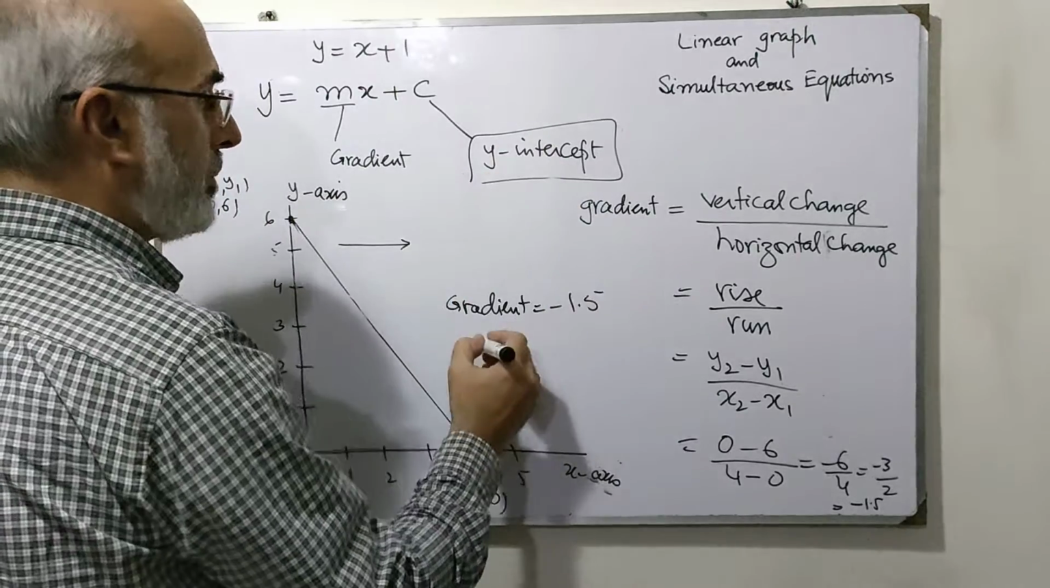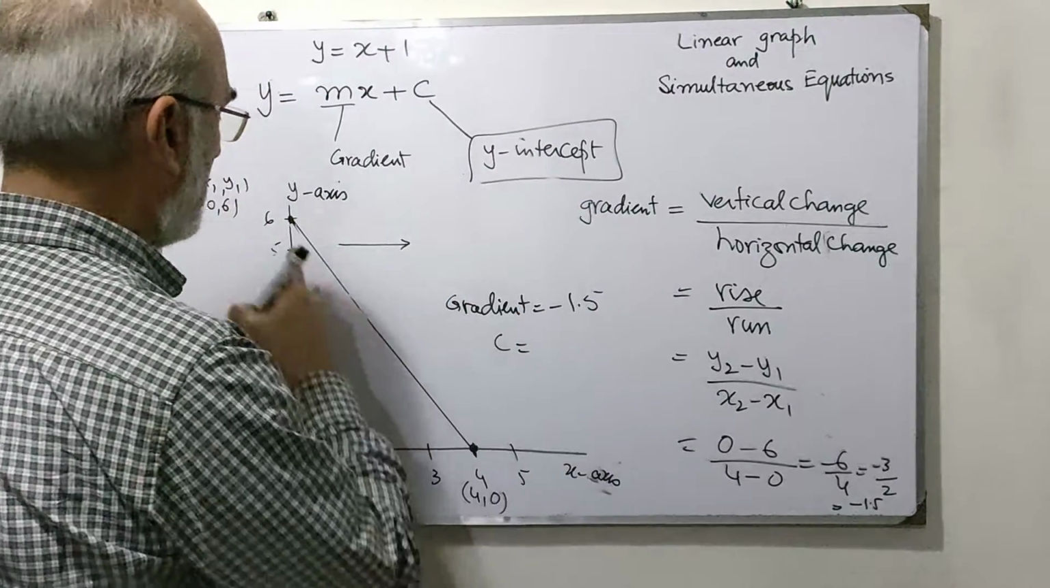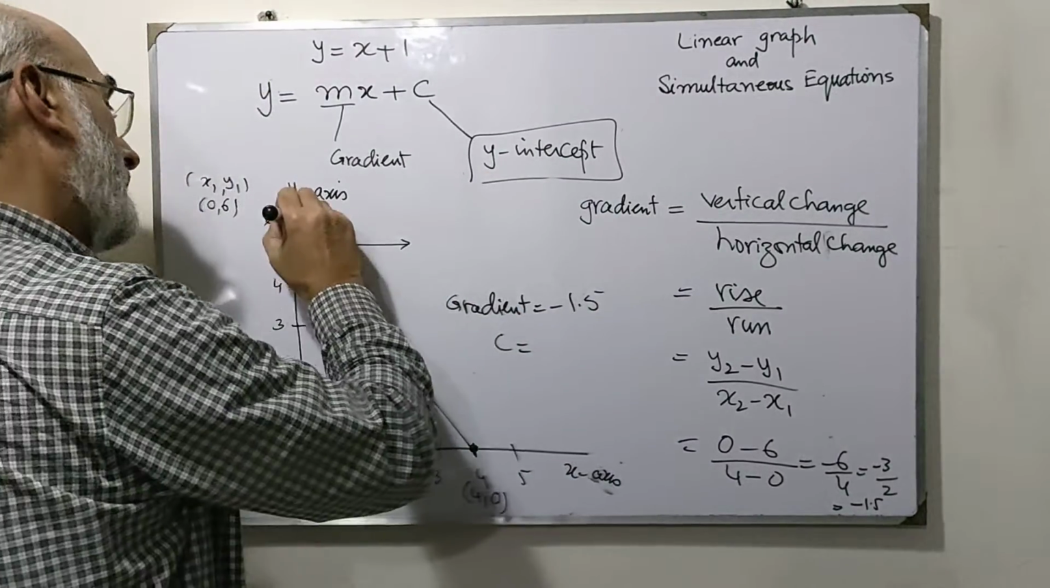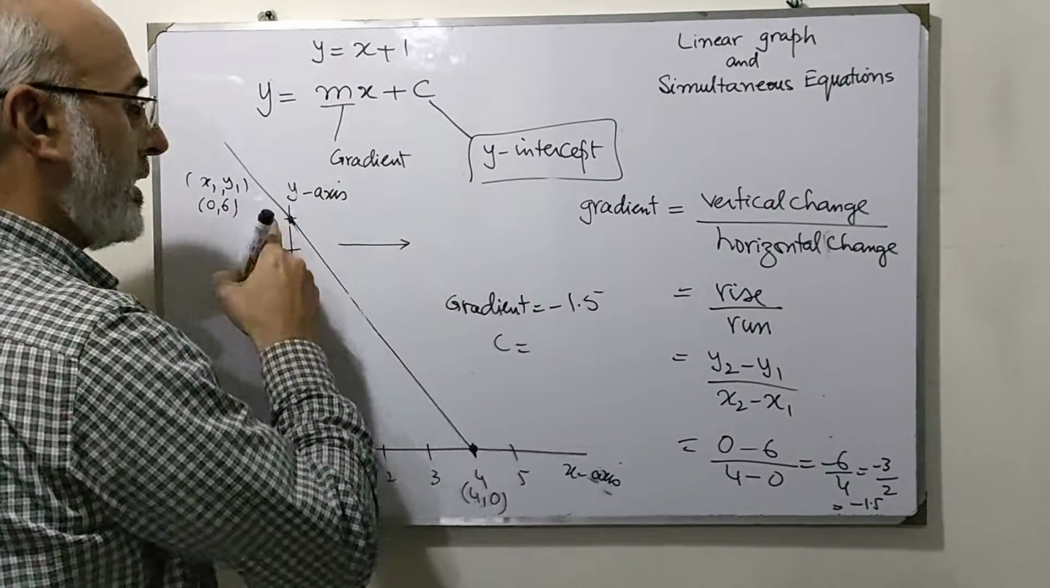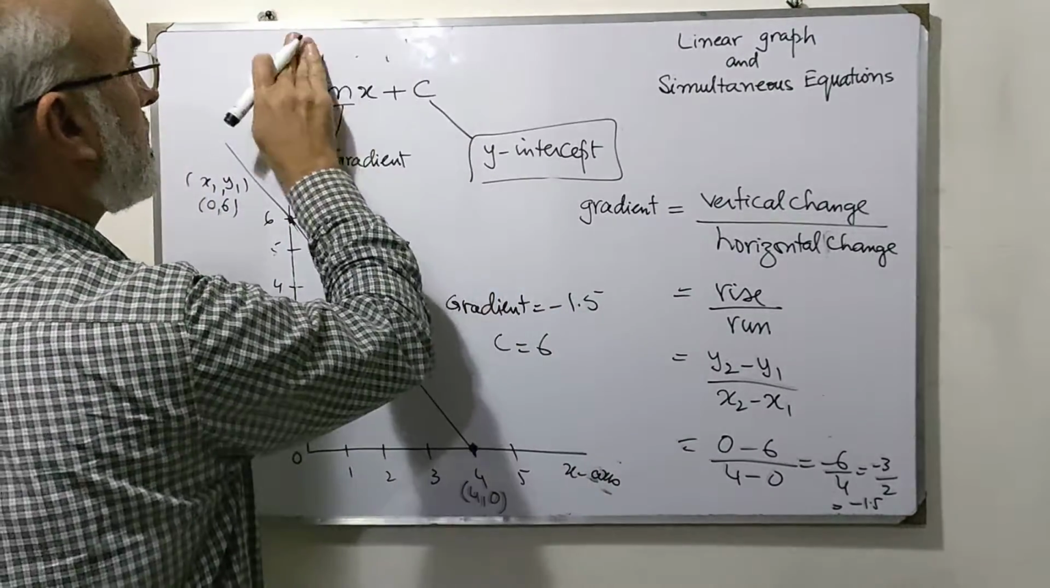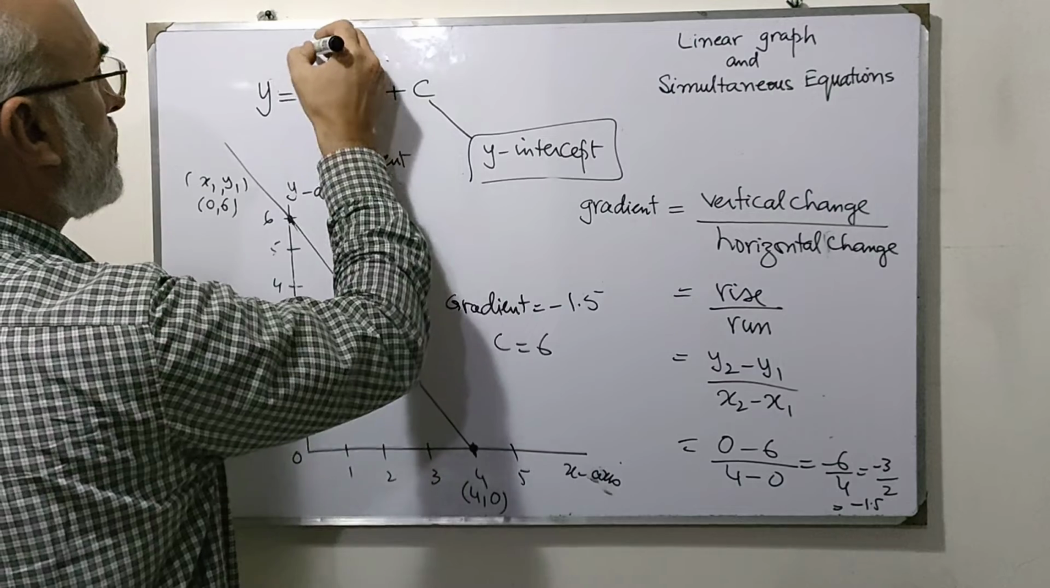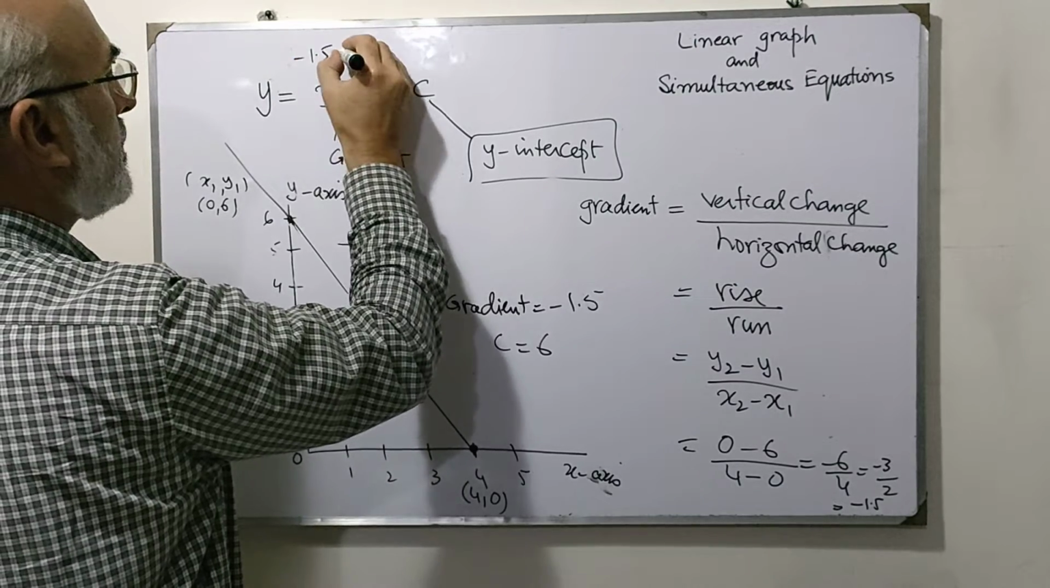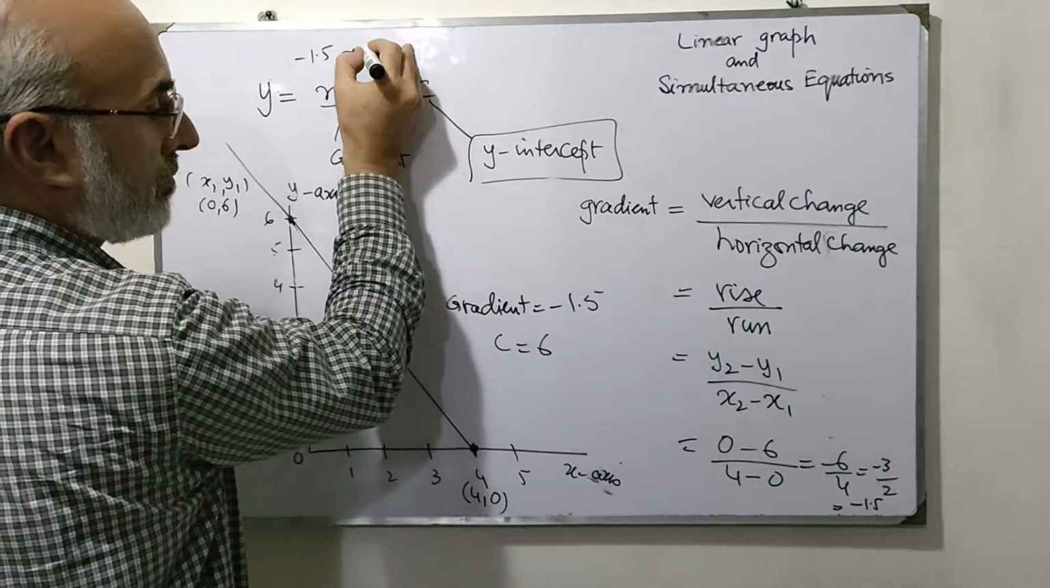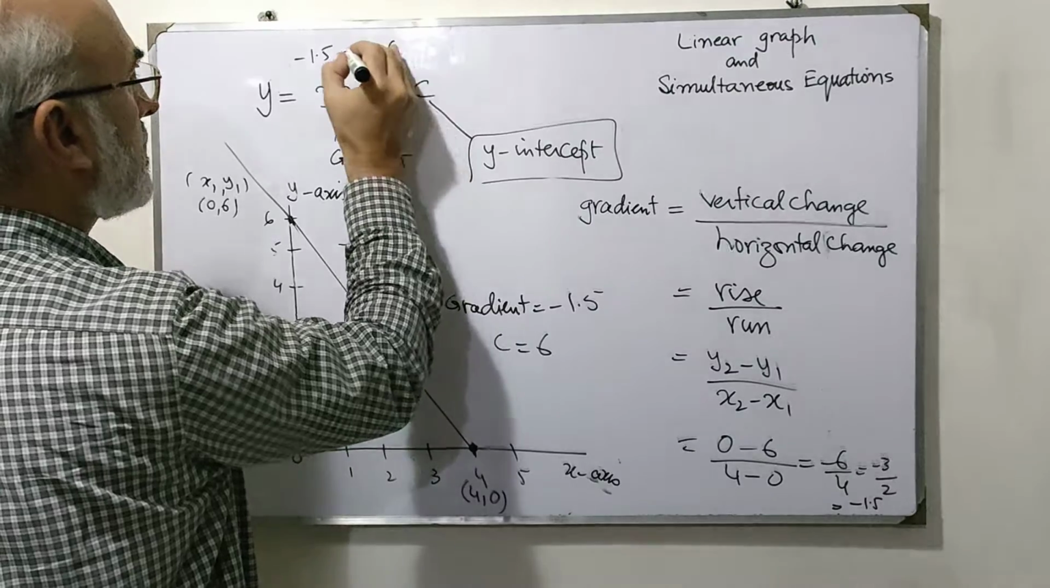the y-intercept C, the point where it is intercepting the y-axis, is 6. So we can say that this equation is reduced to y = -1.5x + 6. Okay.